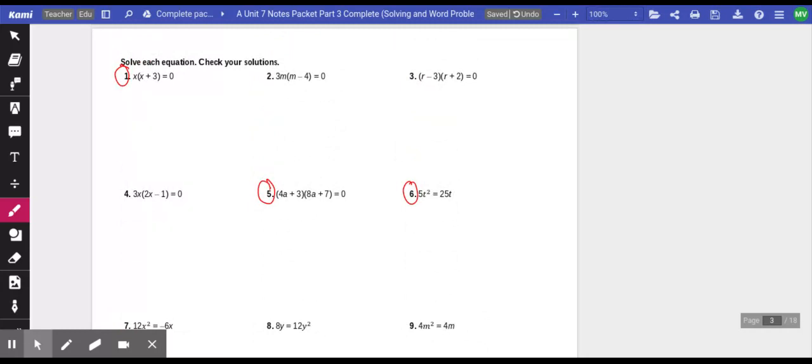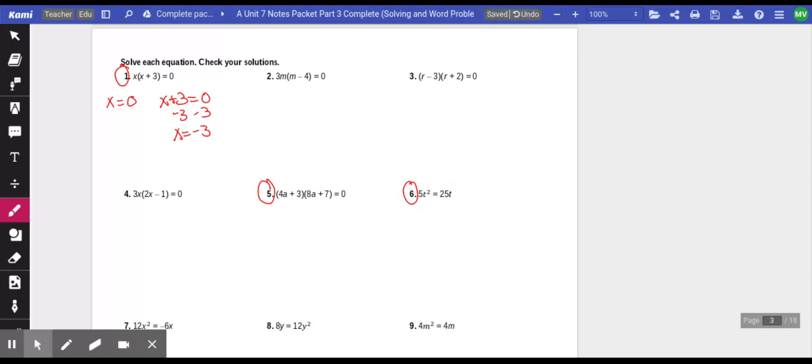So number 1 is already factored. So I just set each factor equal to 0. X equals 0. X plus 3 equals 0. Solve this little mini equation. So the solution is x equals 0, x equals negative 3.